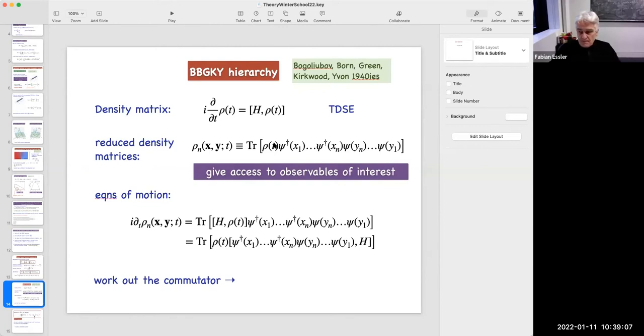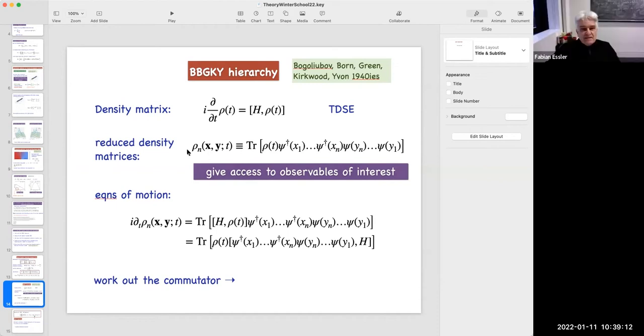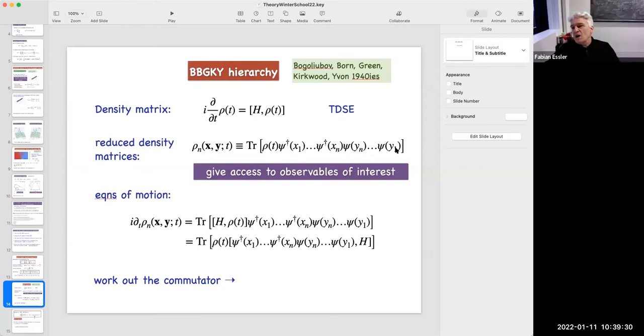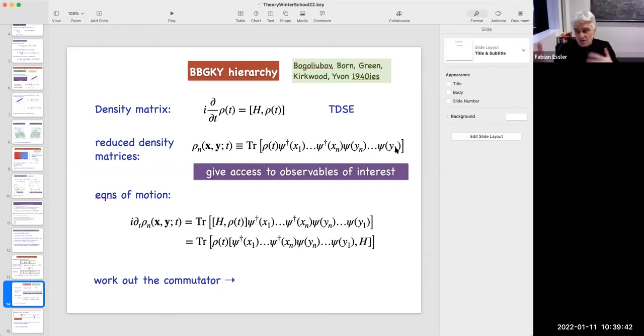Sorry, can I ask as well, really quick? What does little n refer to? Yeah, so n basically just refers to how many of these psi daggers you have and how many of the psis you have. So for example, rho 1 would be just the trace of rho psi dagger of x1, psi of y1. So that would be the single particle Green's function. And rho 2 would be the trace of rho of t, psi dagger, psi dagger, psi, psi, and so on and so forth.